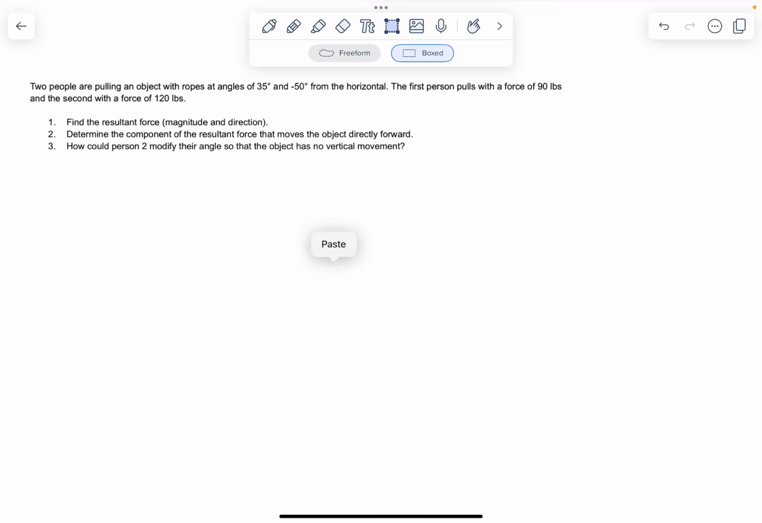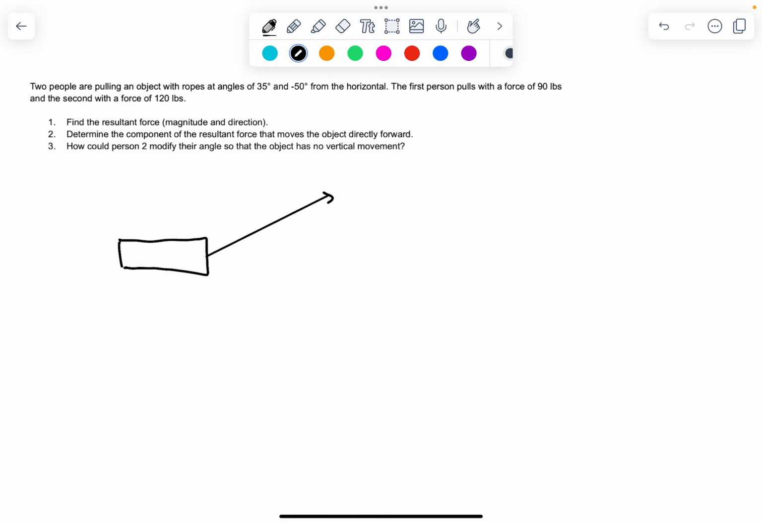Two people are pulling an object with ropes at angles of 35 degrees and negative 50 from the horizontal. Okay, regardless, here's the object. We're just going to say this person's pulling this way, this person's pulling this way, and here's a horizontal. So our vectors exist. The magnitude of this vector is 90. The magnitude of this vector is 120. This is 35 degrees. This is negative 50 degrees.